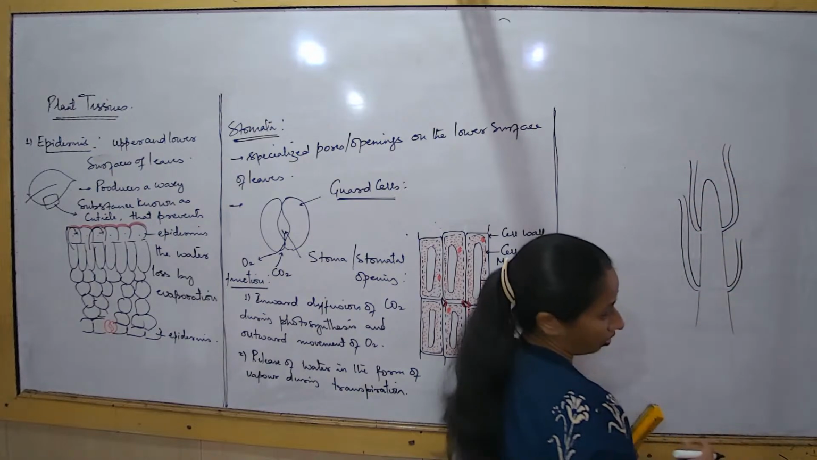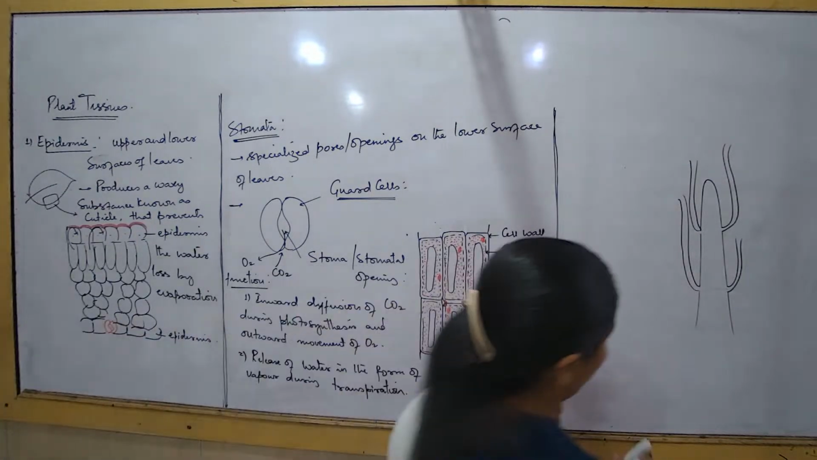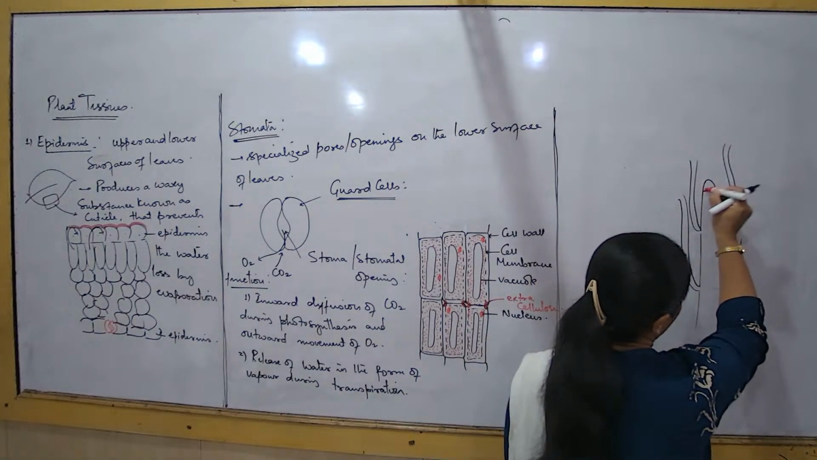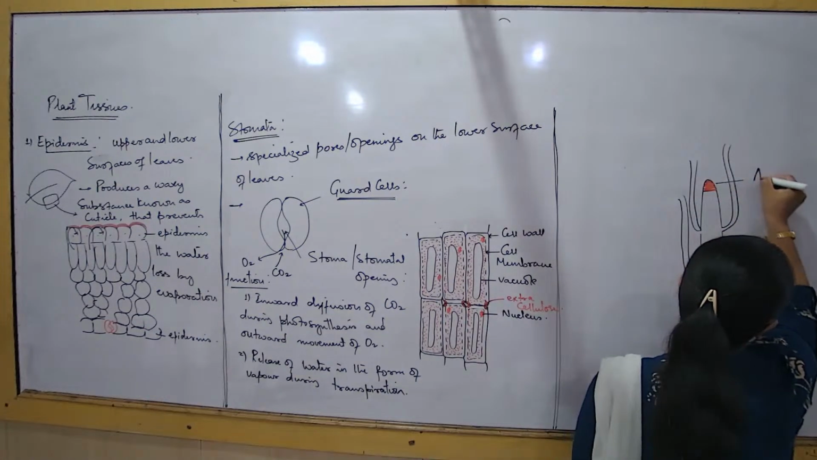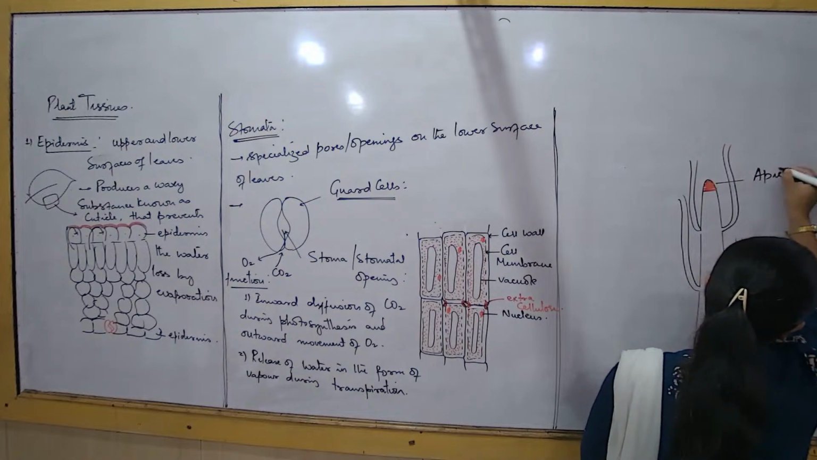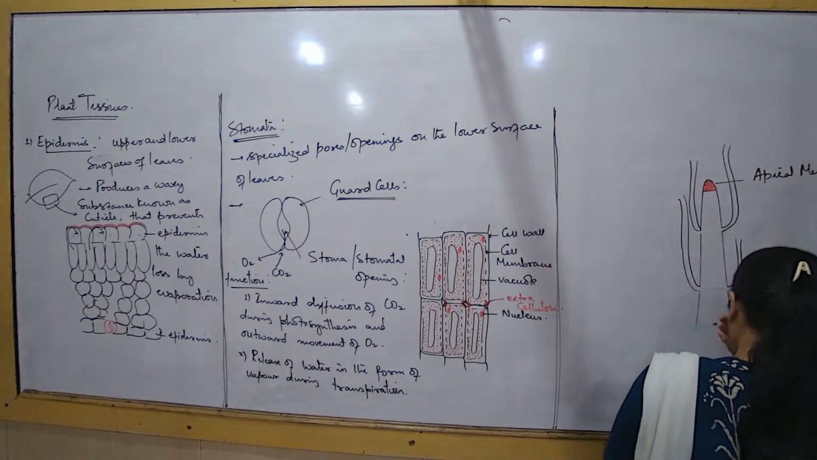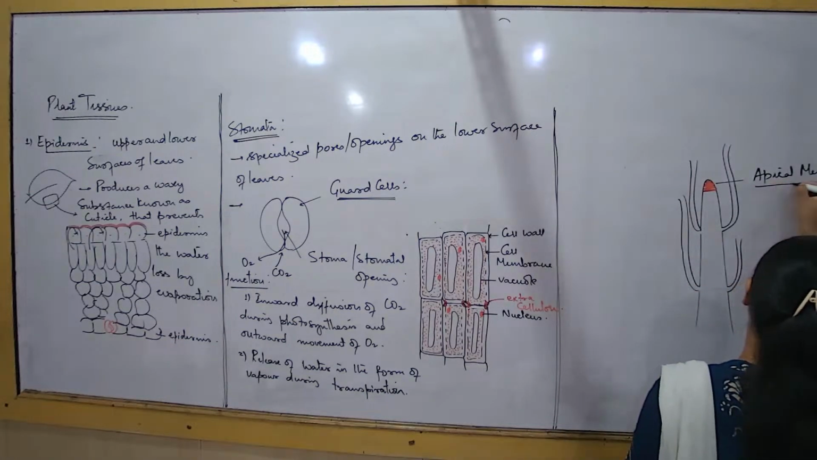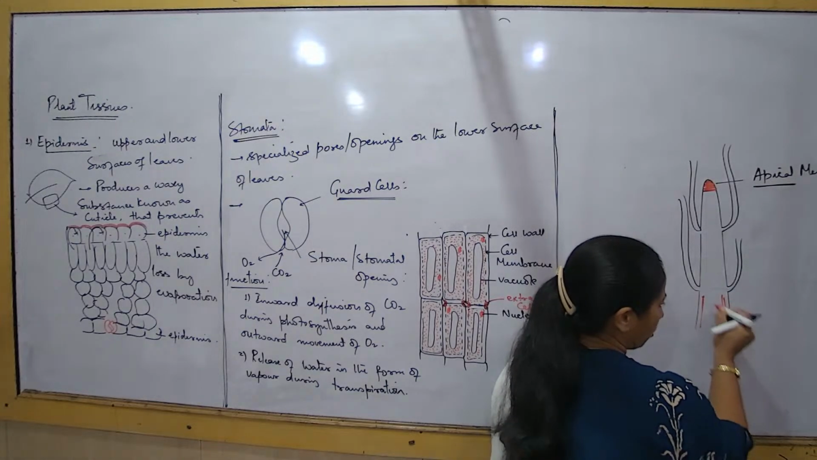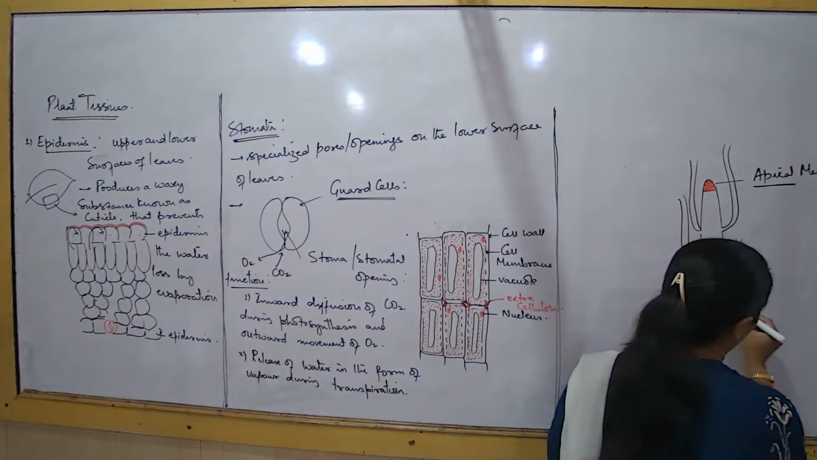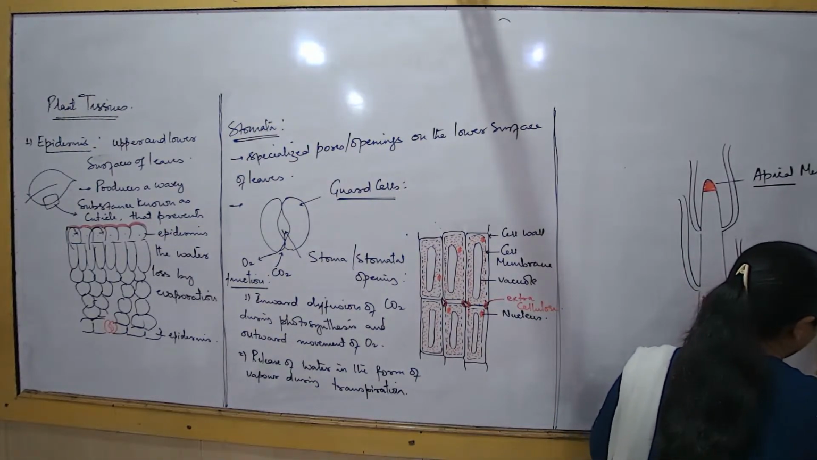Now, if I'm talking about any particular tissue, what are the three types of meristematic tissues? Some tissues present at the tip, we will talk about this as apical meristems. Some type of meristems here on the inner side of the bark, we will term them as lateral meristems.